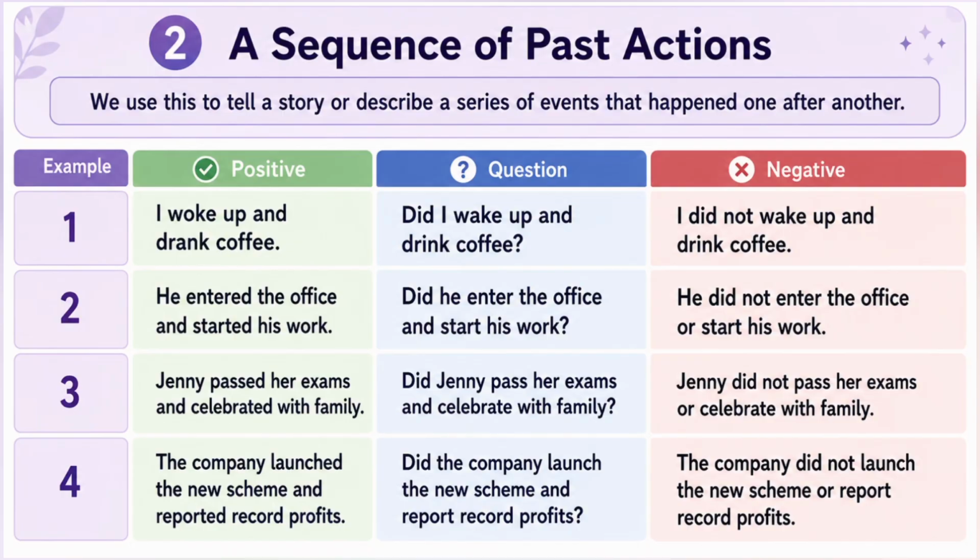Example 3. Positive. Jenny passed her exams and celebrated with family. Question. Did Jenny pass her exams and celebrate with family? Negative. Jenny did not pass her exams or celebrate with family. Example 4. Positive. The company launched the new scheme and reported record profits. Question. Did the company launch the new scheme and report record profits? Negative. The company did not launch the new scheme or report record profits.